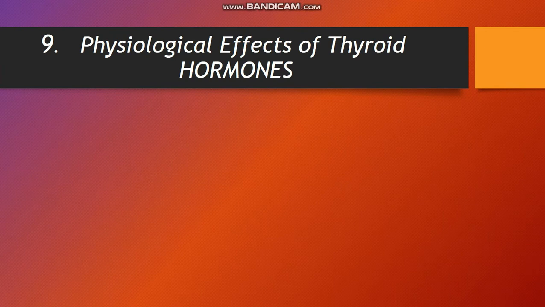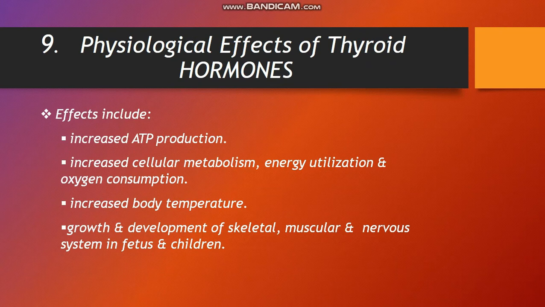Physiological effects of the thyroid hormones. Effects include increased ATP production, number one, very much important. Increased cellular metabolism, energy utilization and oxygen consumption. Increased body temperature, BMR is increased. Growth and development of skeletal, muscular and nervous system in fetus and children.